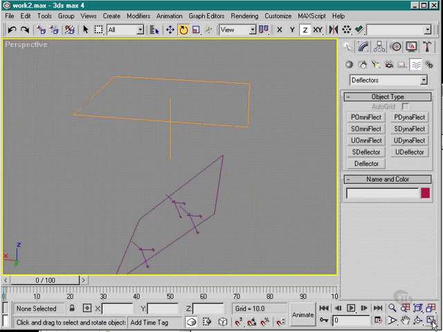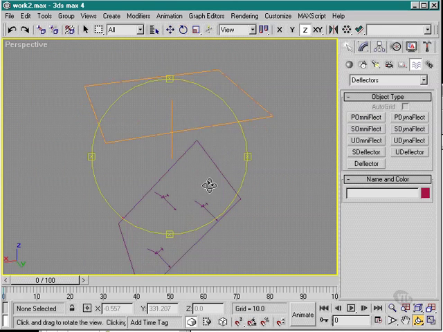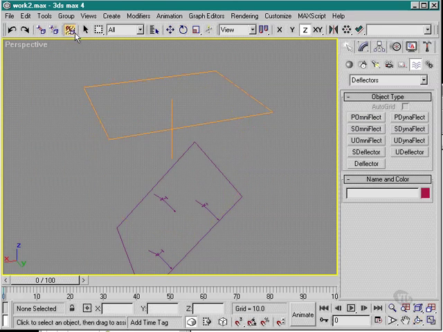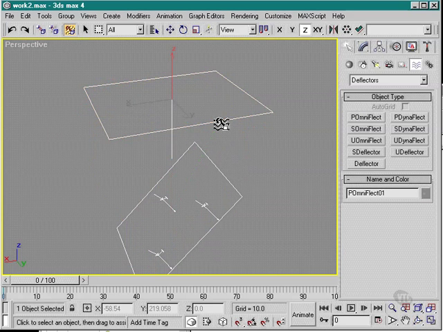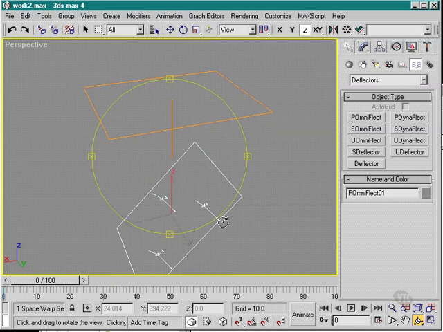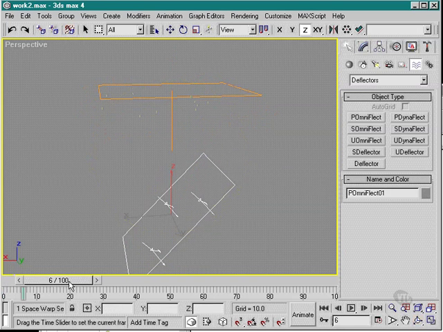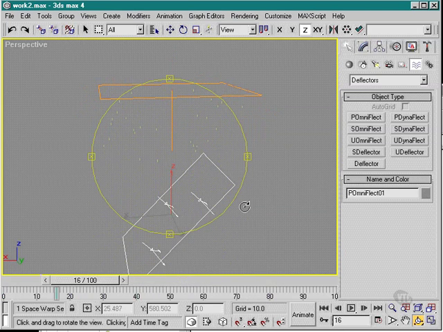Okay, let's maximize this view. Now we've got our deflector and we've got our particle system. We have to bind the two together, like so. If we now watch how this particular system behaves, the particles hit the deflector and bounce off at the angle of incidence. Some of the particles, however, are passing through.